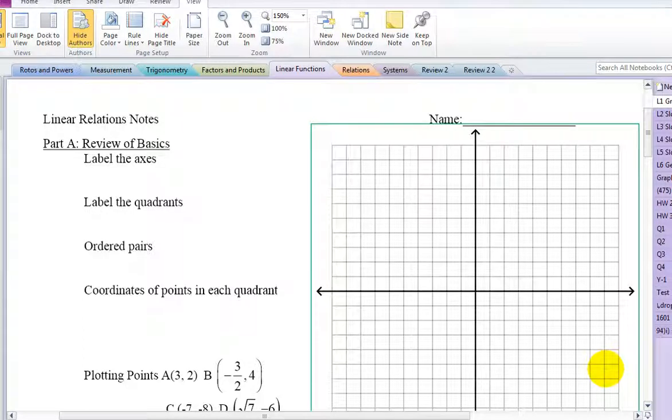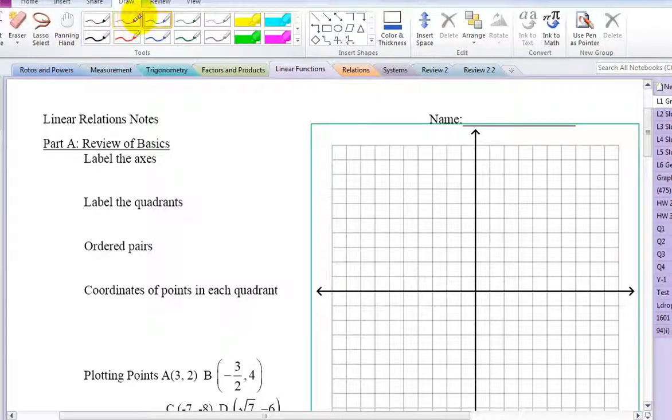Okay, leave it for later. Okay, label the axes. You have to know how to label them. We have two axes. The x-axis is horizontal, which means it goes left to right. So this here we can call x. Sometimes we put it on that side, sometimes we put it on that side.